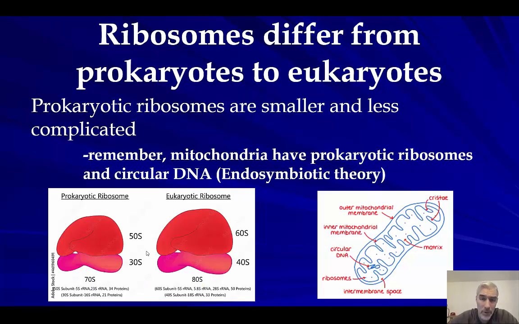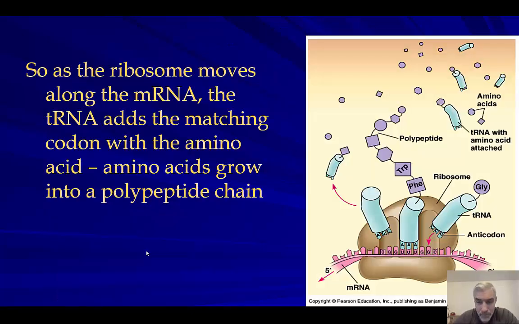Eukaryotic and prokaryotic ribosomes are very similar, but they are different. Eukaryotes have larger and more complicated ribosomes compared to prokaryotes, which are smaller and less complicated. Remember also that mitochondria have their own prokaryotic ribosomes. So they're more like the smaller ones than the larger ones, which gives us evidence that they were once free-living organisms, along with the multiple membranes and the fact that they have circular DNA.